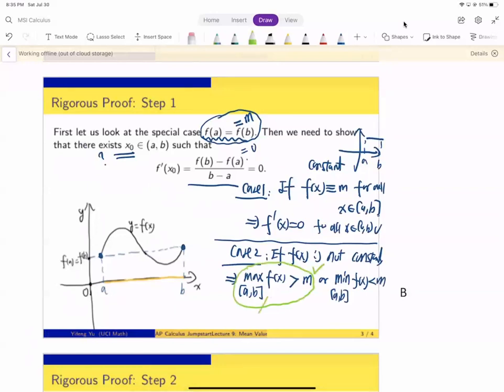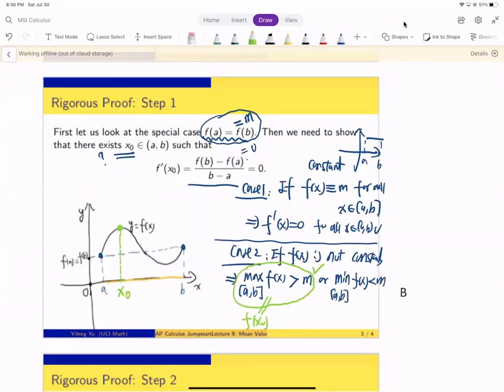Then we say, okay, let's assume this one is, according to the extreme value theorem, we know if the function is continuous, then you can always find a point such that the function attains its maximum at that point, right? At x0. Okay, so this is the maximum value.